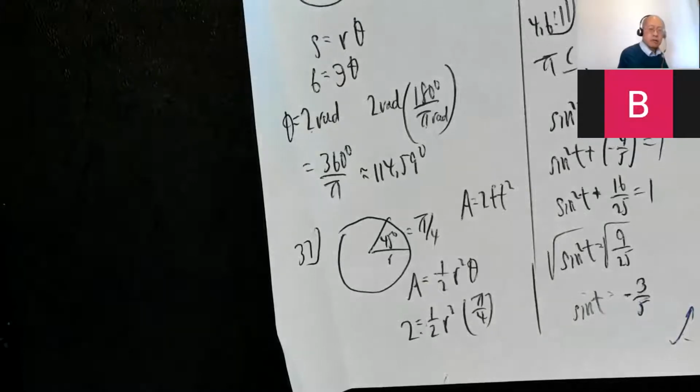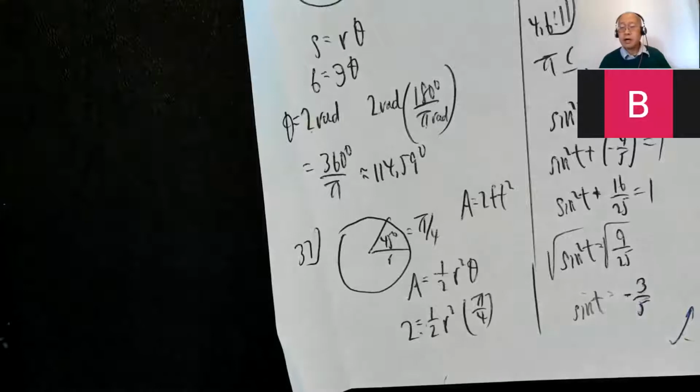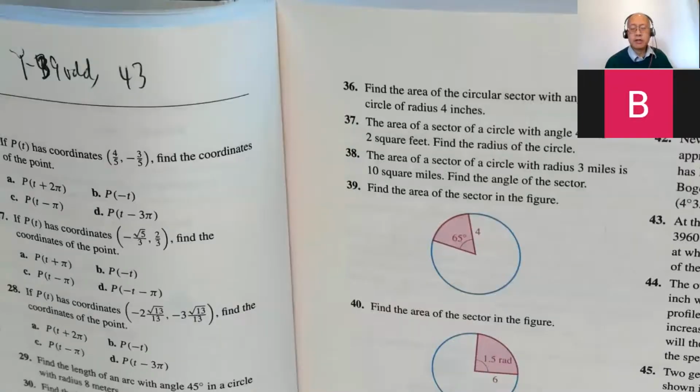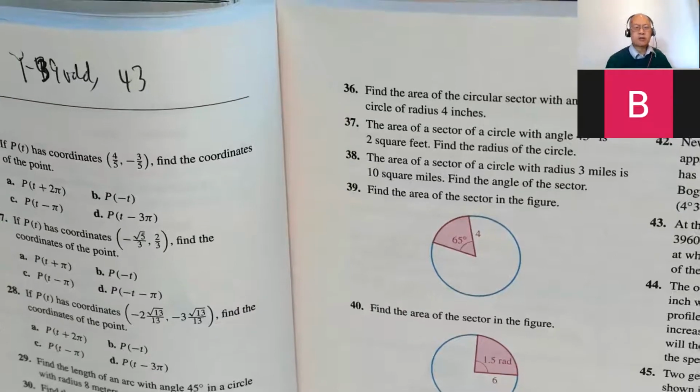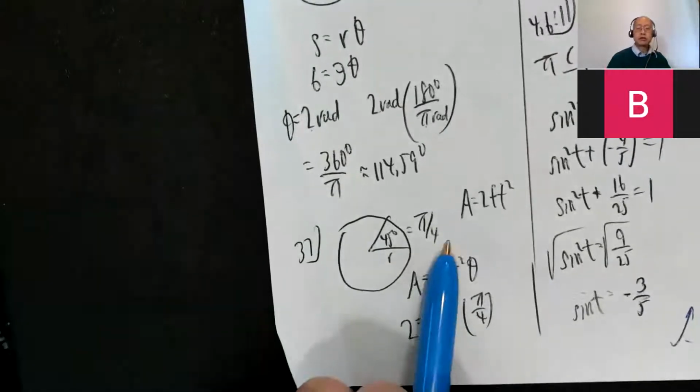Okay, so getting a lot of review in here in preparation for the test next week. Anyway, let's see, 37. The area of a sector of a circle with angle 45 degrees is 2 square feet. Find the radius of the circle. So area is 2 square feet.